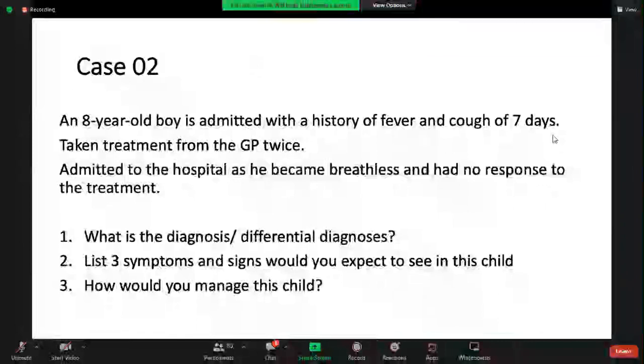An 8-year-old boy is admitted with a history of fever and cough for 7 days, taken treatment from the GP twice, and admitted to the hospital as he became breathless and had no response to treatment. What is the diagnosis or differential diagnosis? So since it's 7 days, it can be a bronchopneumonia, madam, or lobar pneumonia. All right.